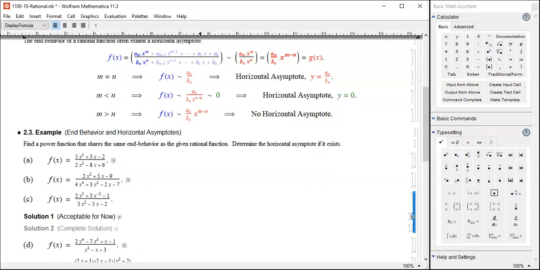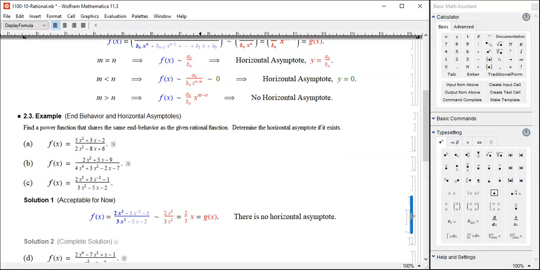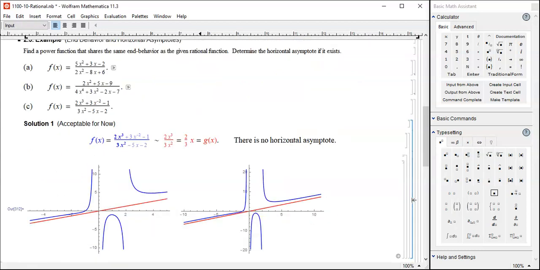As for the power function that shares the same end behavior, again, you can use the asymptotic estimation like this. Take the highest degree term in the numerator and highest degree term from the denominator, and then simplify. You get y equals 2/3 of x. And here is a visualization. Picture them together. Blue is the original, red is the power function, linear power function, y equals 2/3 times x, and you can see they share the same end behavior.